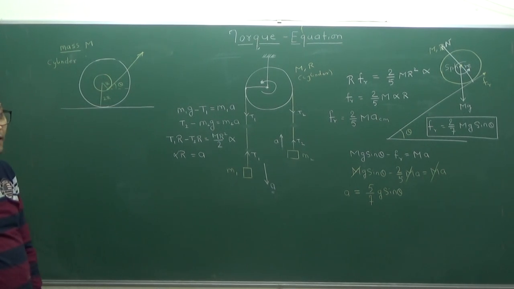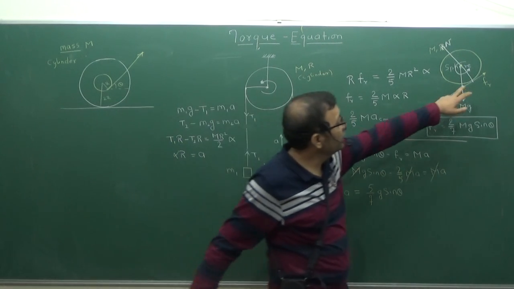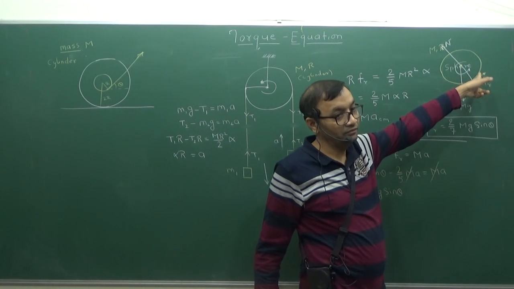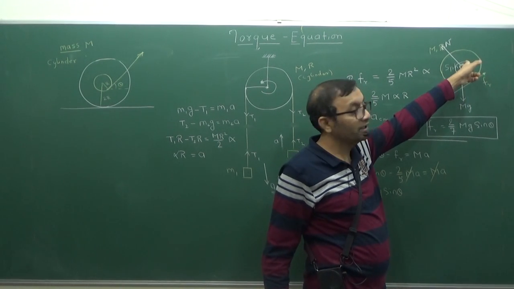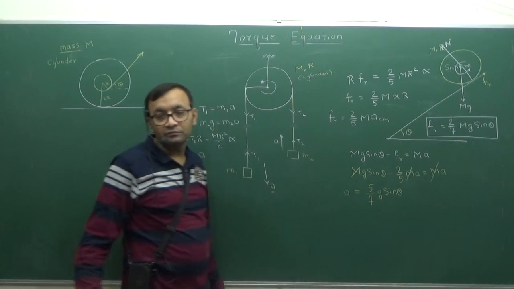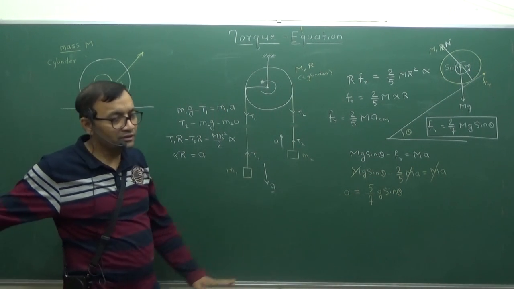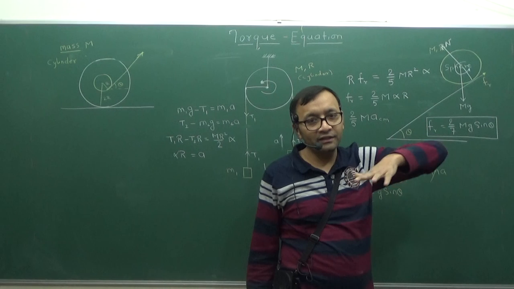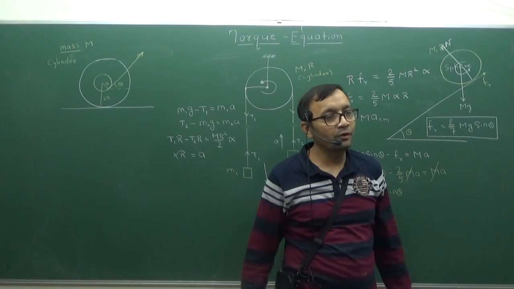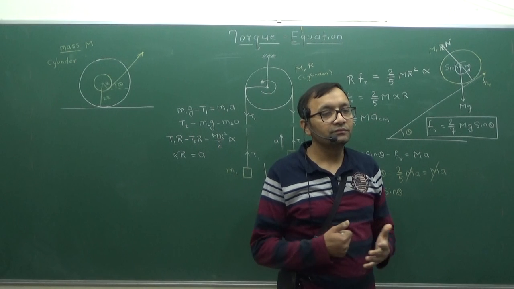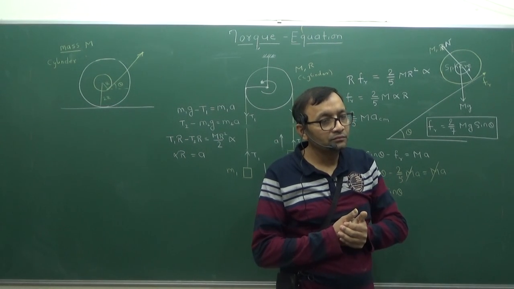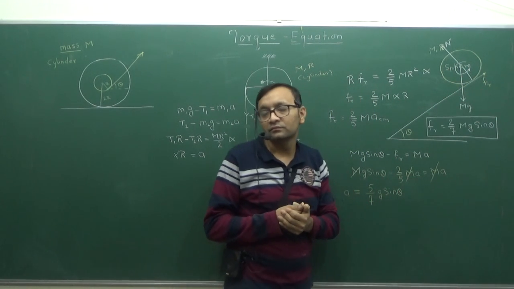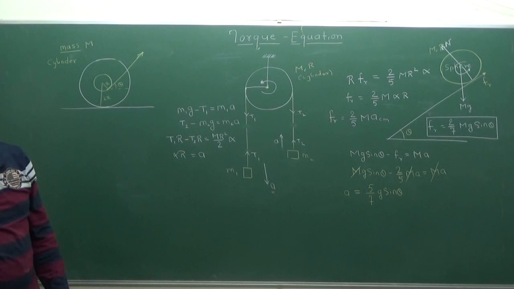We can also do this by balancing torque about that point at the bottom. About this you can write the torque: Mg sin theta into r is equal to the moment of inertia about this axis into alpha. You can use the parallel axis theorem: 2 by 5 mR square plus mR square. But don't do it like that, because it is a fixed axis, but it doesn't appear to be a fixed axis. Every time you do it like that, you will not feel in control of the problem. Any other doubt?